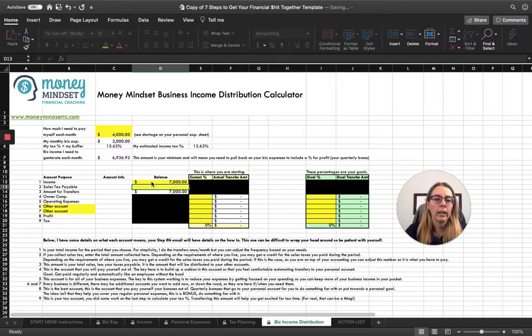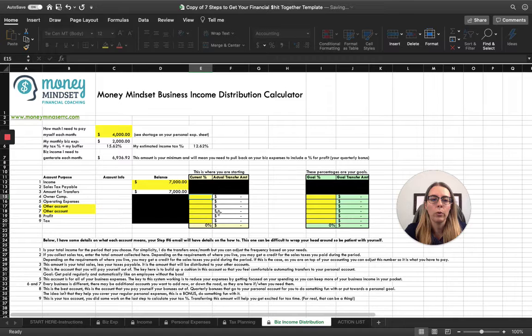So there is on row 13, so the number 2 step there, a spot to enter sales tax payable. So for me, I am in Ontario, so I have to pay HST. So whatever amount I would need to remit to HST, I'm going to plug that in there, and that's going to adjust it. But again, for simplicity's sake, we're going to leave that at $7,000. So the percentages here are what you're going to target starting with.